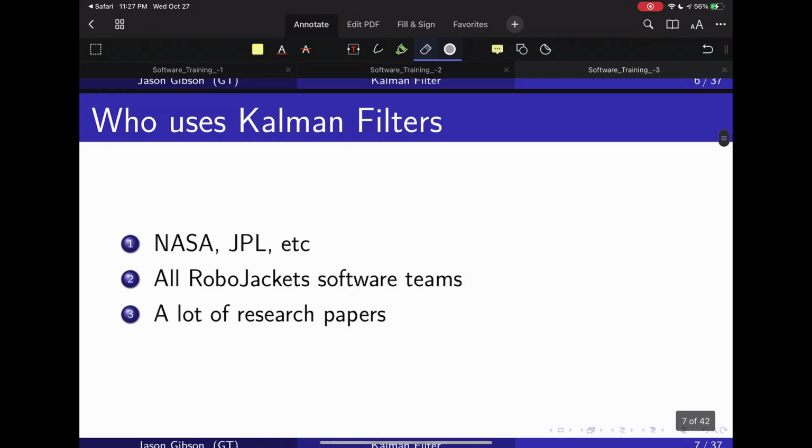So who uses Kalman filters? Essentially everyone. Kalman filters were used by NASA actually for the moon landing. If you listen to the recordings, you can hear Buzz Aldrin calling out Kalman filter estimates as the lunar lander was being landed. So this is an algorithm that is key to a lot of space applications, so it's used at NASA, JPL. I have people that I know that work there that use it all the time. And it's also used on all of our RoboJackets software teams. RoboCup uses it for their ball filter, IGVC uses it for state estimation, and RoboRacing also uses it for state estimation. This is a very fundamental algorithm that's used all the time. And it's used in a lot of research papers.